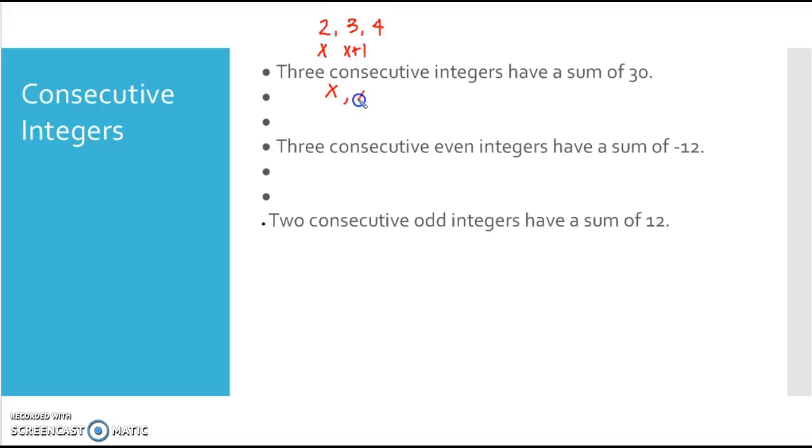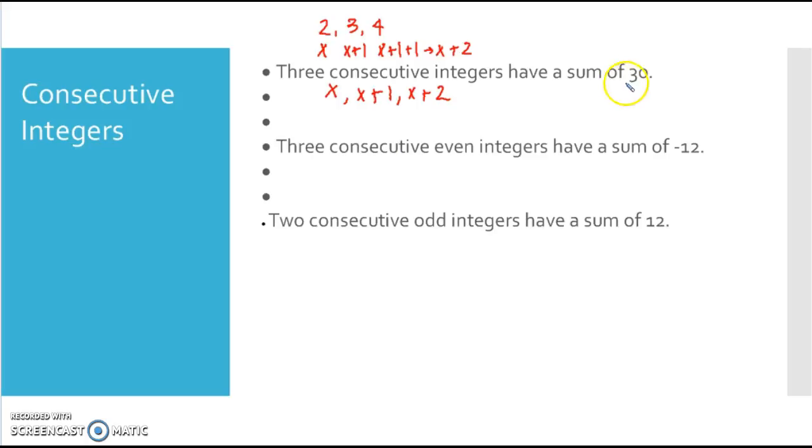Alright, so I have x plus 1. Then to go from there to the next one, I take that one plus 1, which if we simplify becomes x plus 2. This 4 is 2 away from my original 2. So my 3 consecutive integers are going to be x, x plus 1, x plus 2.